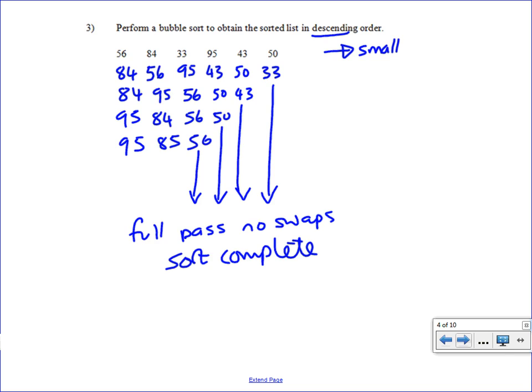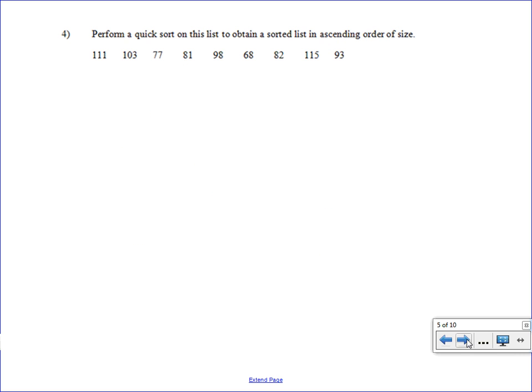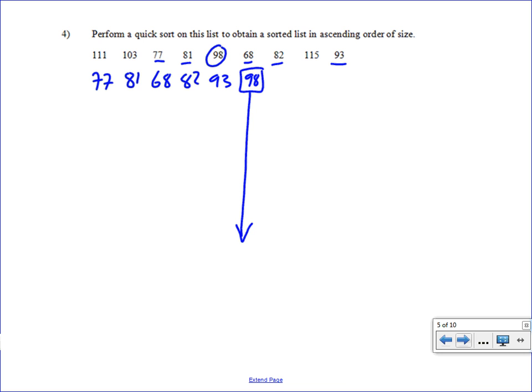Okay, next question. Quick sort, much, much quicker. The middle is 98, so that's the pivot. Which things are smaller than 98? All of these things here are smaller than 98, so we write them down without changing their order: 68, 82, 93. Then we have the 98, which is now fixed. And then the things we didn't underline: 111, 103, and 115.